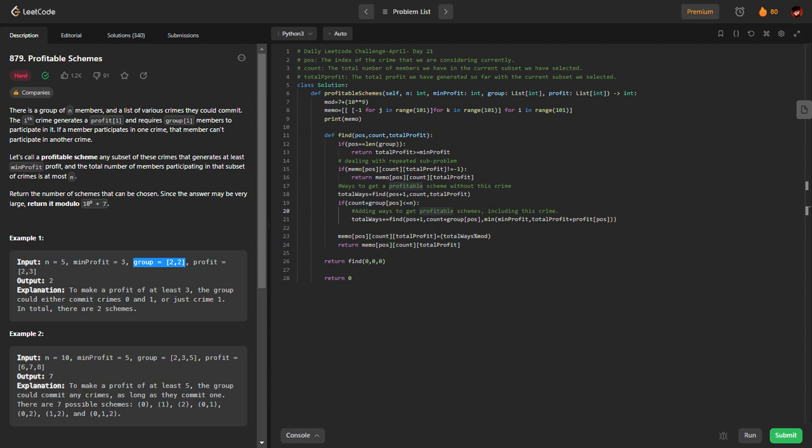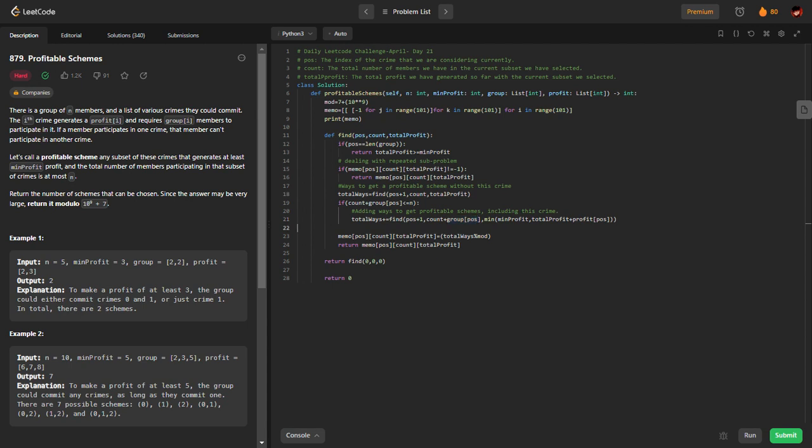We have a subset already, and that many members are already required. These many men plus the men required for the current crime should be less than or equal to n. Only then is it possible, otherwise it's not even possible. So we go to the next position, adding the group required for this particular crime to the already existing number of men required. And because this question is all about whether we are able to achieve the minimum profit or not, we are not bothered about how much profit we are achieving, we just care that it should be at least the minimum profit.